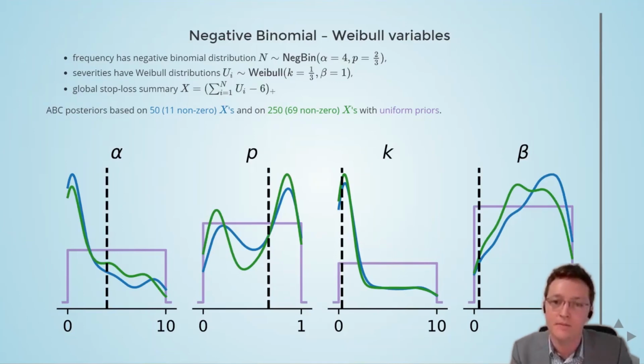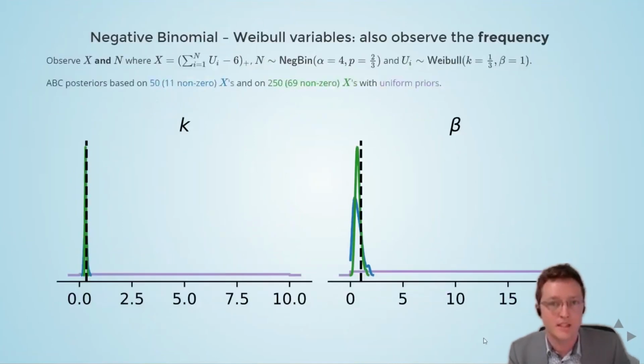However, if you remember at the beginning, I mentioned that there's an easier version of this problem, where you observe the stop loss premium value, and also you observe the number of claims which happened in this period. With those two pieces of information, we get much better results. We can narrow down exactly the parameters that we started with from this wide range.